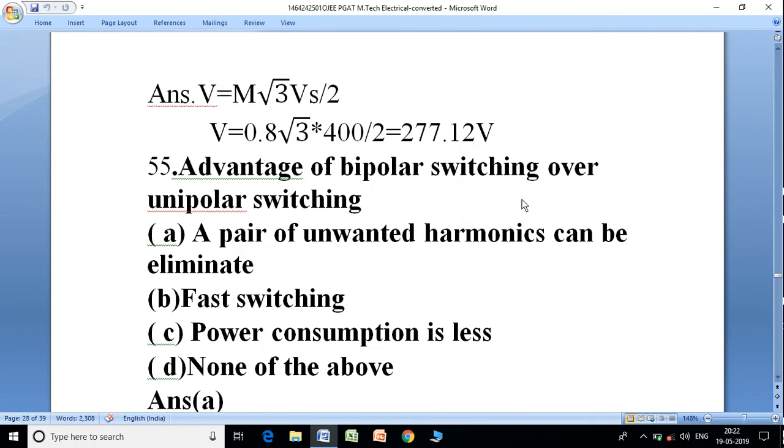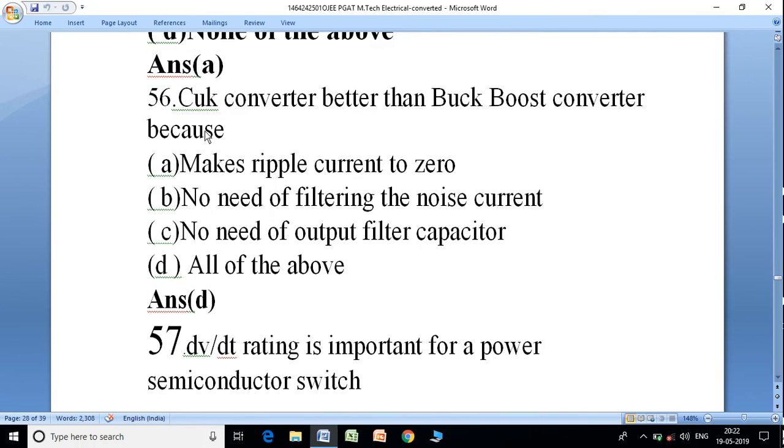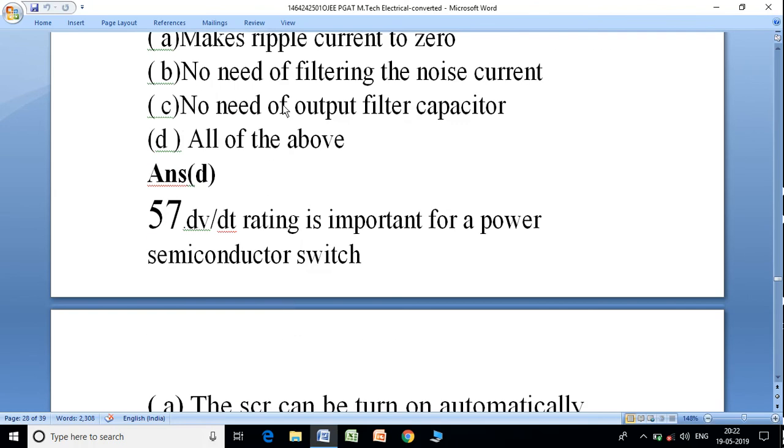Advantage of bipolar switching over unipolar switching. A pair of unwanted harmonics can be eliminated. Fast switching, power consumption, none of the above. So answer A is the correct answer. That is a pair of unwanted harmonics can be eliminated by using the bipolar switching over unipolar switching. Cuk converter is better than buck boost converter because it makes ripple current zero. No need of filtering noise current, no need of output filter capacitor, all of the above. So answer D is the correct answer, that is all of the above is correct.